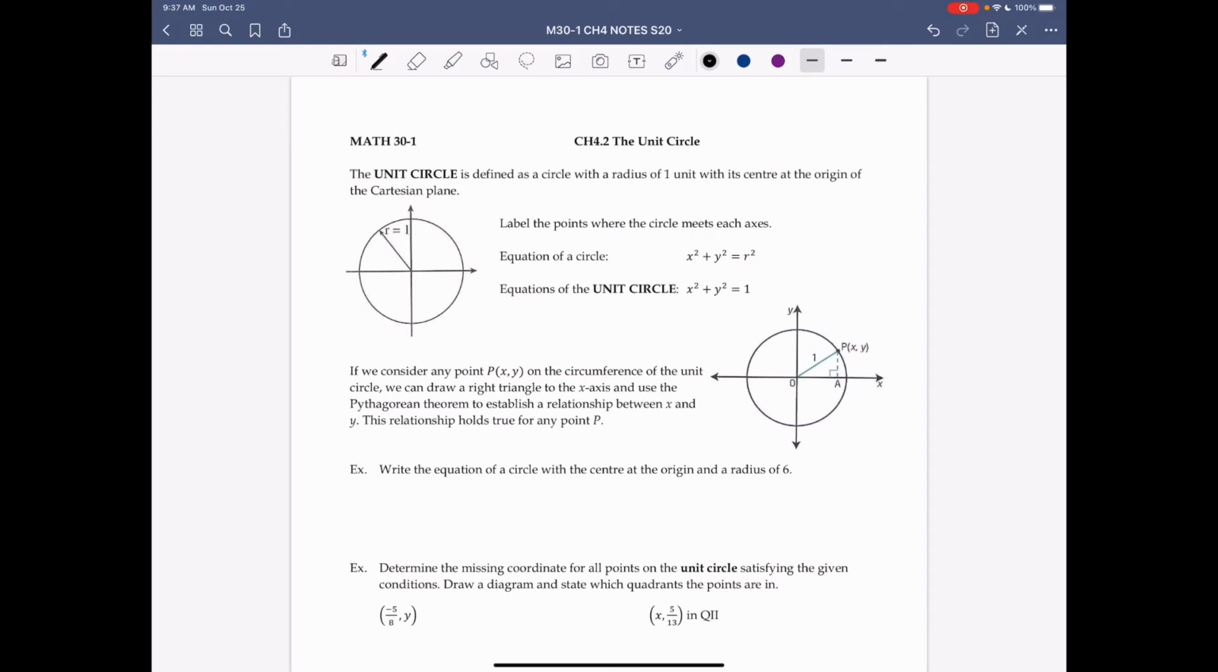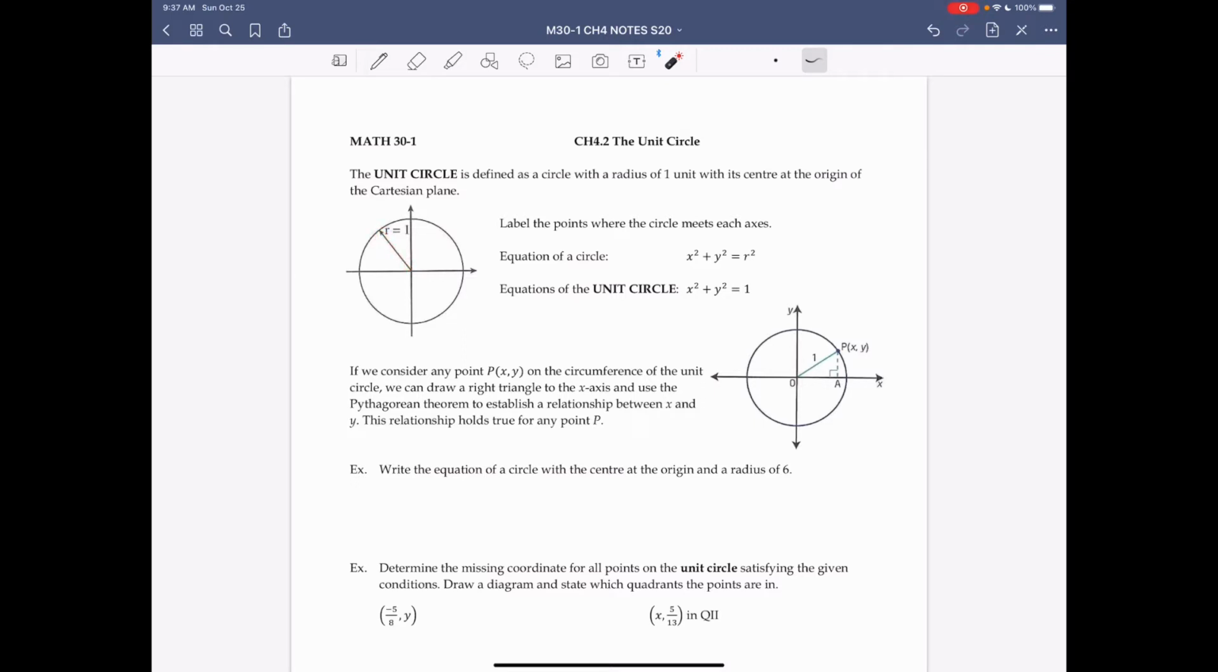Chapter 4.2, the unit circle. The unit circle is defined as a circle with a radius of 1 unit with its center at the origin of the Cartesian plane. Here's a diagram. The center of the circle is at the origin, and the circle has a radius equal to 1 unit.